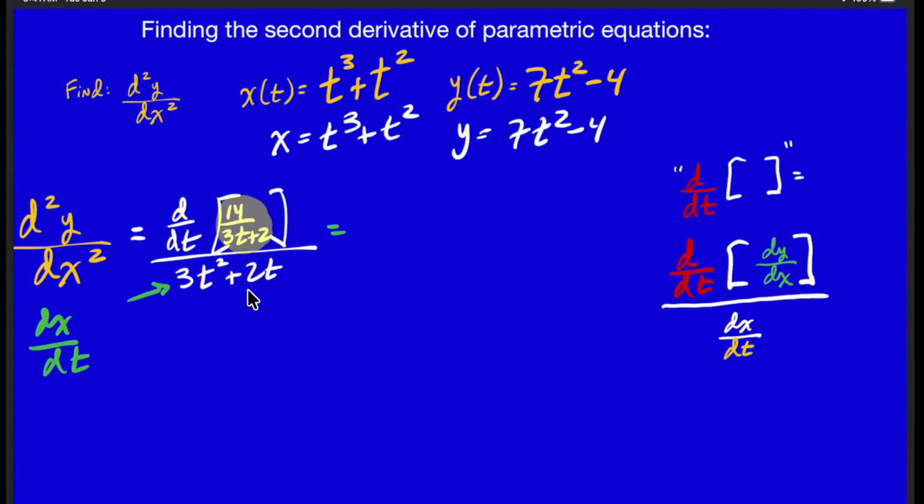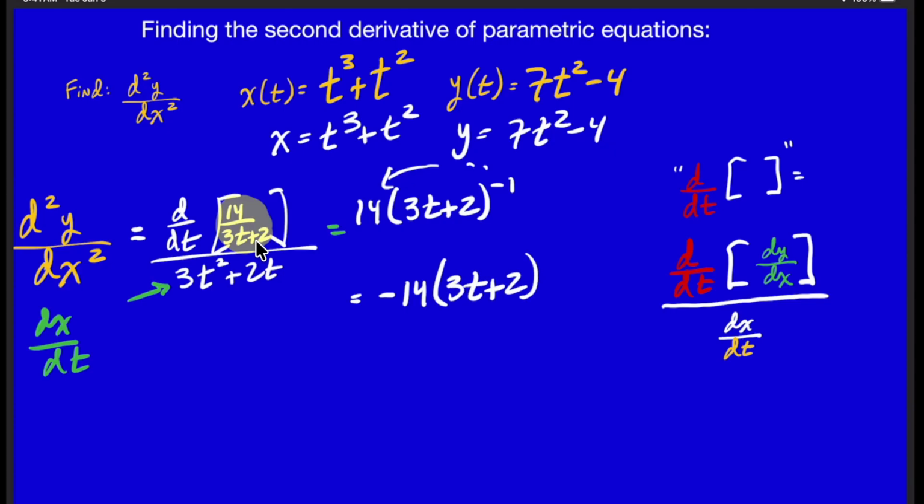The only thing we're going to do to that as we move across is maybe pull out the t again for the GCF. Okay, let's take the derivative of what's in the brackets here. Let's change this to 14 times 3t plus 2 to the negative 1. And then let's use the power rule. So in the numerator, we're going to have negative 14 times 3t plus 2 to the negative 2.